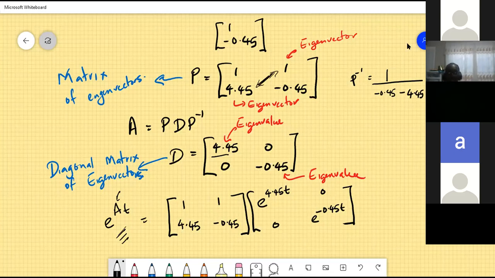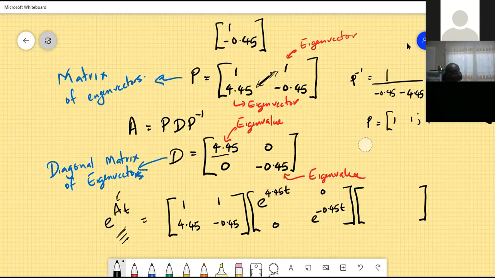Sir Campbell, you can just type it in and tell me what the P inverse is. In MATLAB, you mean P inverse? When you type in P, 4.45, negative 0.45, and then you want to type in P inverse.